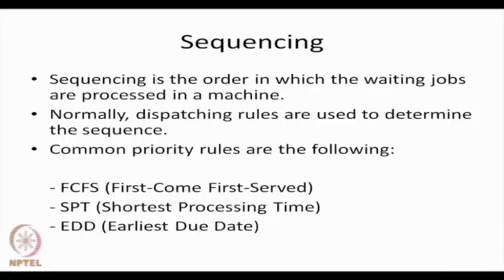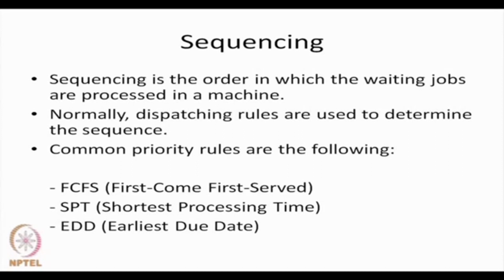Normally, dispatching rules are used to determine the sequence, dispatching or priority rules, and we will illustrate 3 priority rules. First come, first served. That means, whichever job comes first, the machine takes up that job first. It could be shortest processing time. That means, of the waiting jobs, whichever has the shortest time for processing, take that job first.